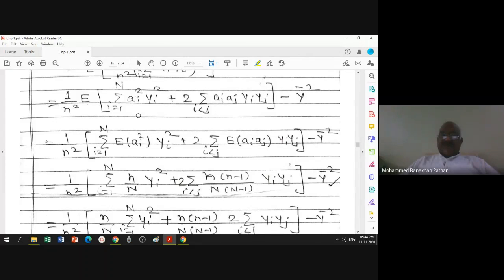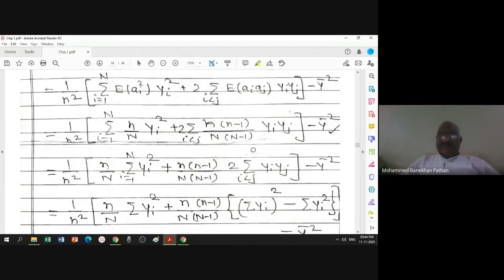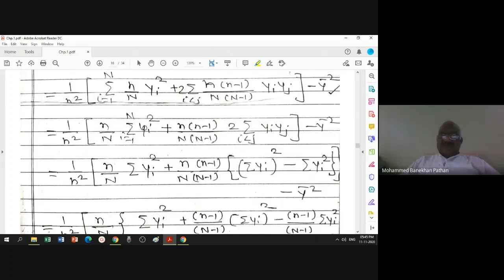So E of a_i square, E of a_i is a, and continue. E of a_i square is n upon N. E of a_i a_j we derived: n into n minus 1, capital N into capital N minus 1. So this constant is taken out, the remaining stays as it is. This constant is taken out, summation i less than j, y_i y_j, no change. Here no change.